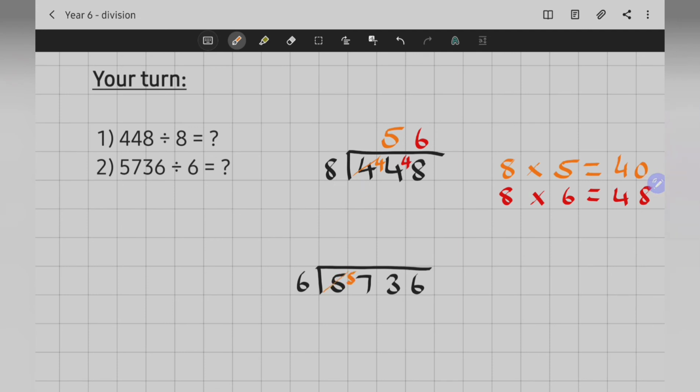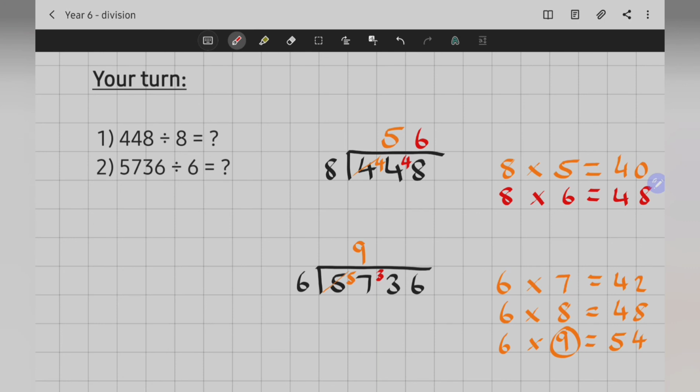So cross it out and pass it on. 6 into 57. Okay, so 6 times 7 equals 42. Oh, that's still quite far away. So 6 times 8 is 48. Okay, getting closer. 6 multiplied by 9 equals 54. Ah, there we go. I reckon that's the closest we can get. 9. Not exactly though. I had 3 left over. So I'm going to pass those on.